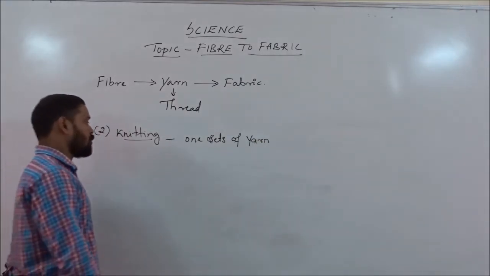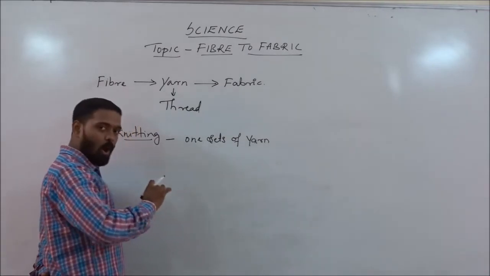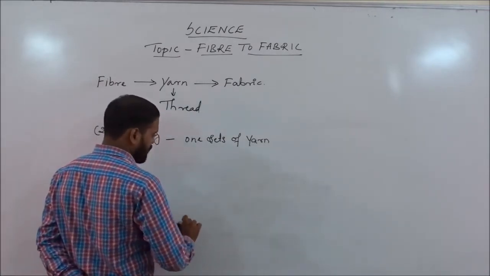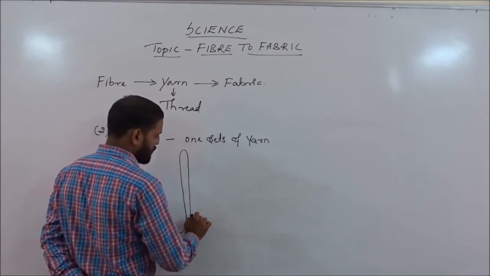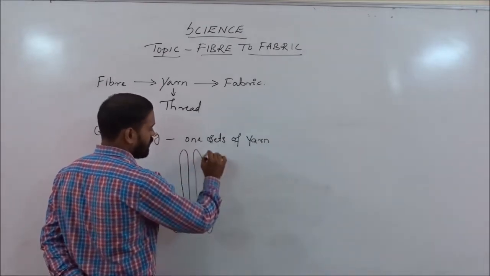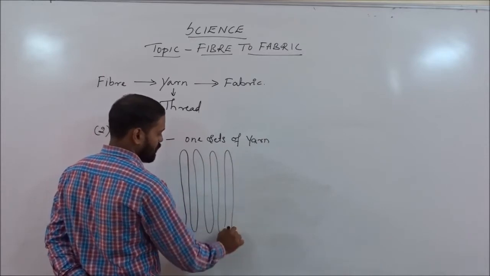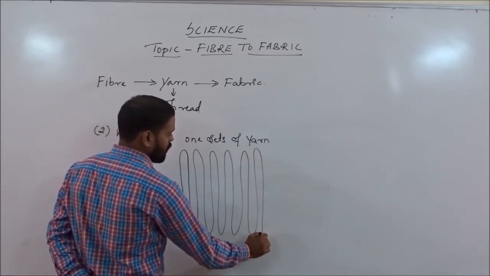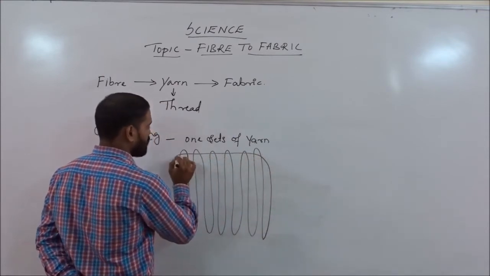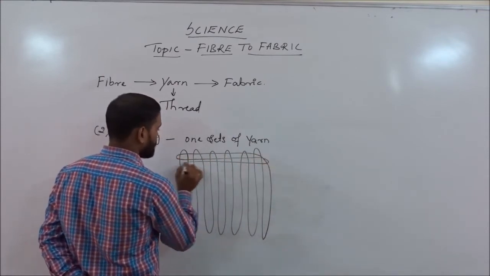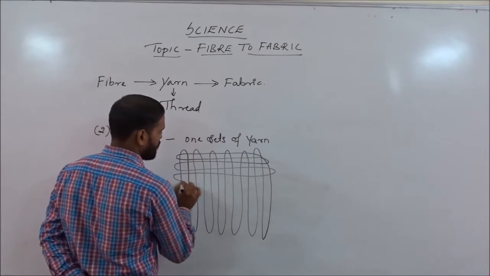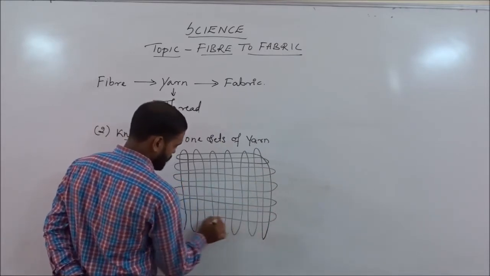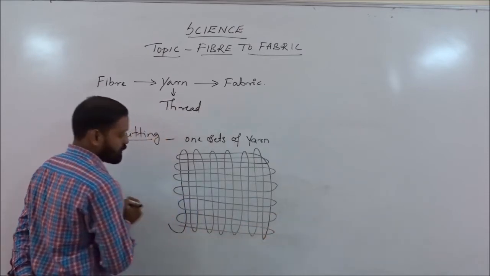So how do you do that? Take one long set of yarn. Suppose I am taking this. See, I am going to do it like this. First I take a long set of yarn, a long thread. Then what you have to do? Again from this you do this, like this and like this and like this. See, only one set. You can make this like this.